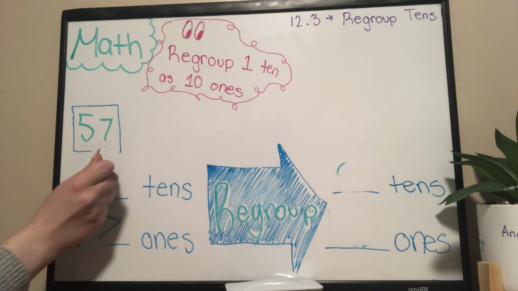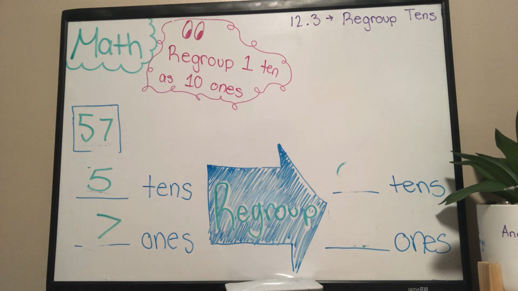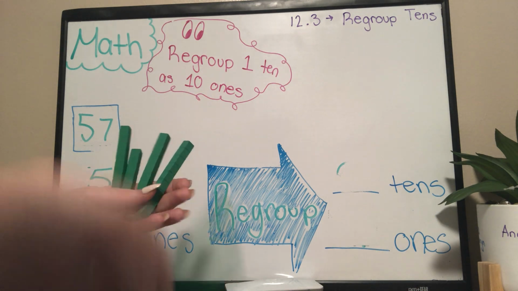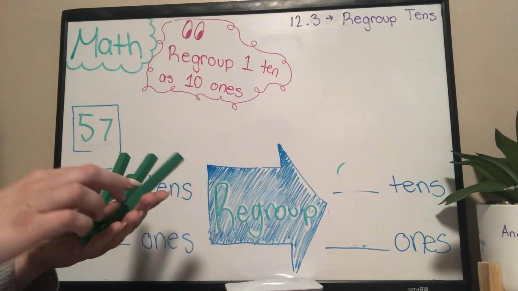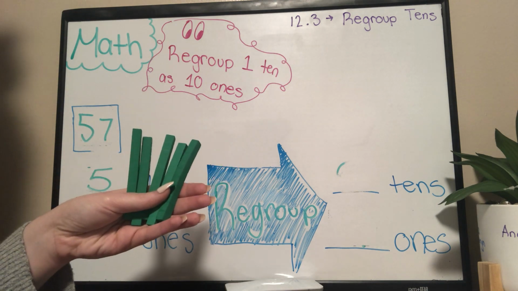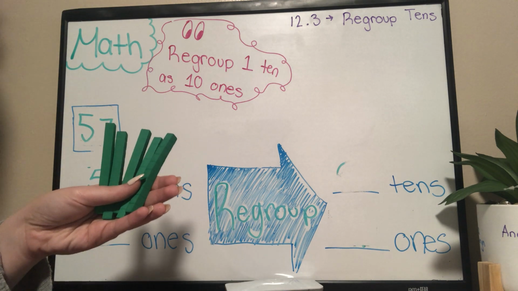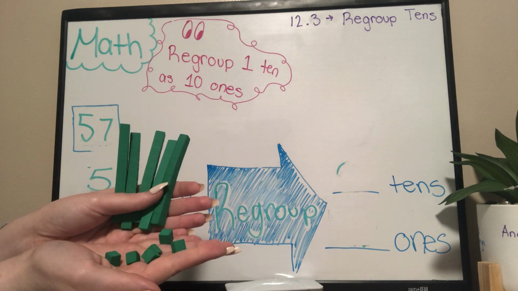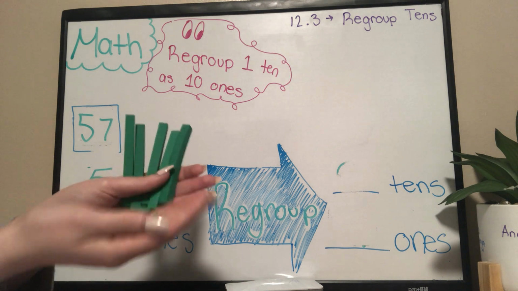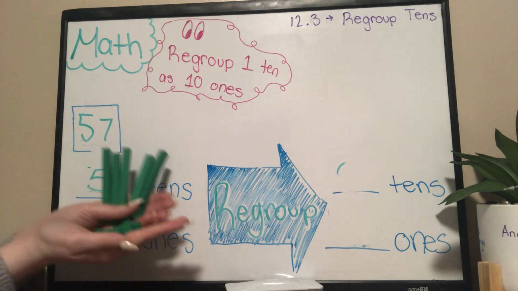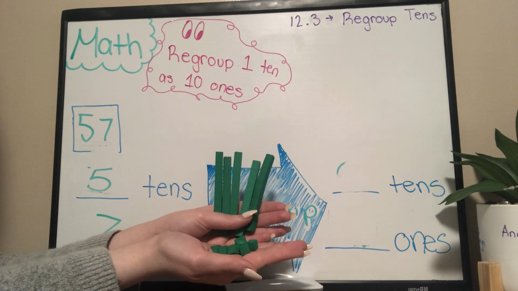Wonderful. 5 tens here. So let's go ahead and get 1, 2, 3, 4, 5, right? Yep. 5 tens and 1, 2, 3, 4, 5, 6, 7 ones. 6 ones? 7 ones. Awesome. 5 tens and 7 ones. We're going over here. We're going to regroup.